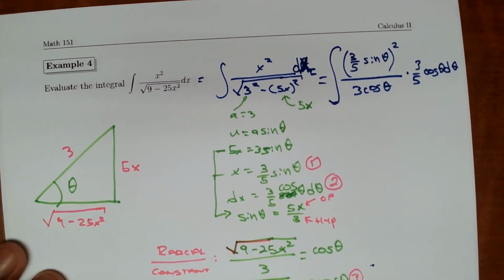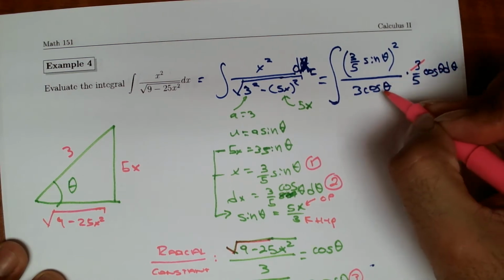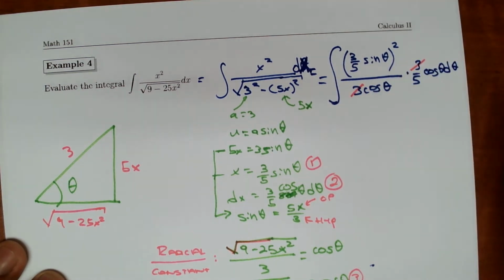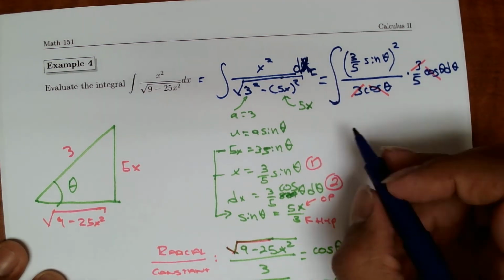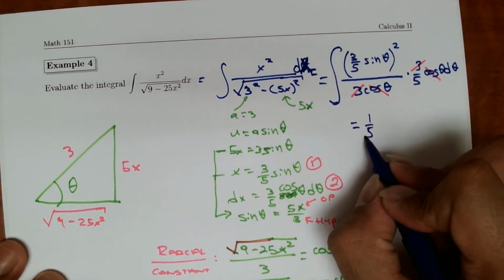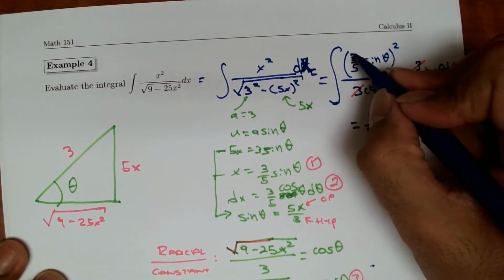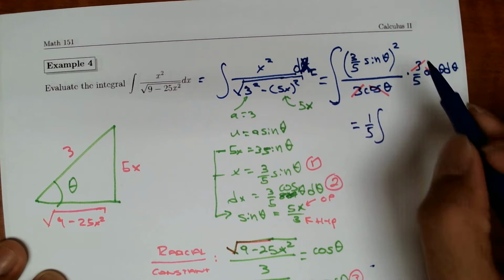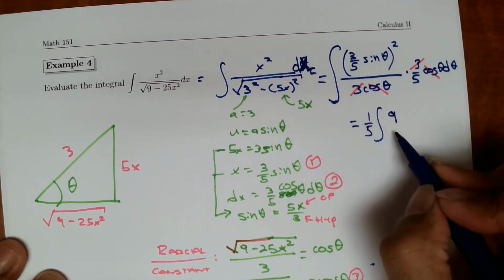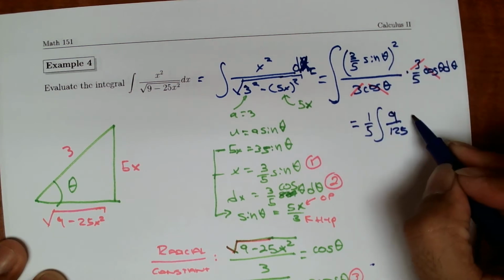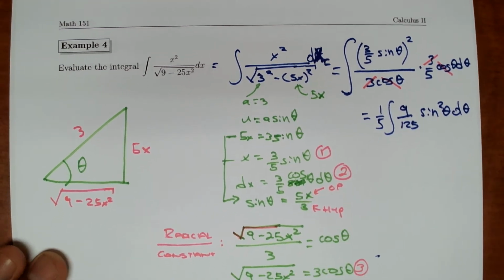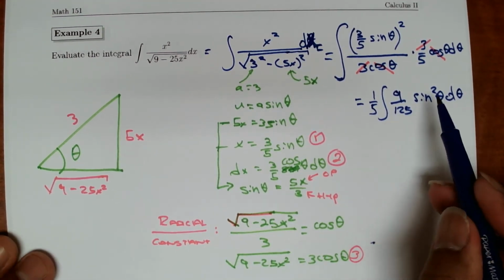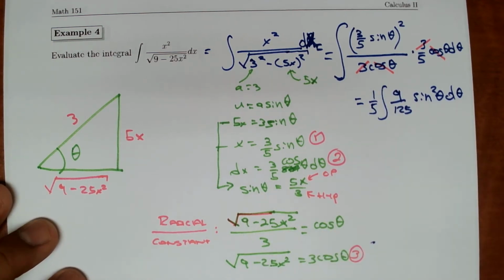So let's see, how can we reduce? In this case, I'm going to cancel the 3 with another 3, cancel the cosine with this cosine, and all we are going to be left with, let me take this 5 in the denominator outside of the integral as 1/5 times the integral of, raise this to the second power, 3 squared, which is 9, 5 squared, which is 25, sine squared theta d theta. So this integral is going to be simpler than it actually looks.